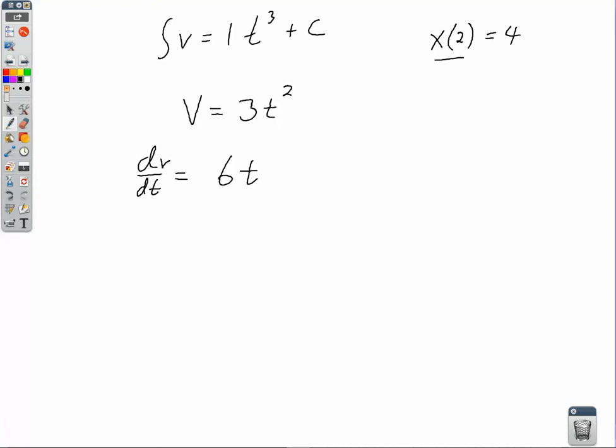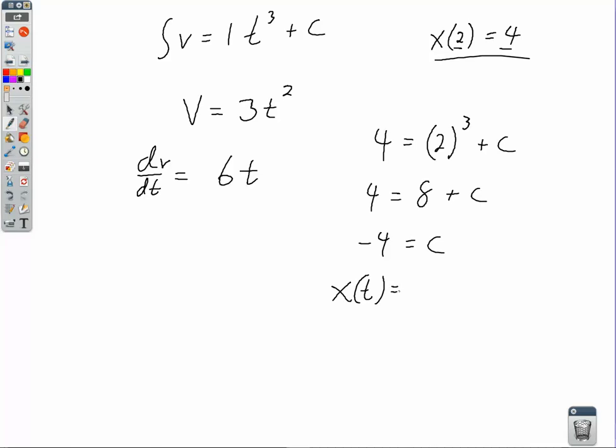And I gave some weird initial conditions just to show you that it doesn't have to be time 0 for this to work, right? So we use our initial conditions in that equation. We've got the time is 2, the position is 4. So the position is 4, the time is 2, and we're solving for c. So we've got 4 is equal to 8 plus c. We've got -4 equals our constant of integration. Our position function then at any time t is going to be t cubed minus 4.